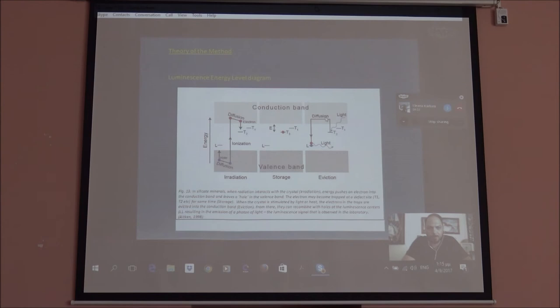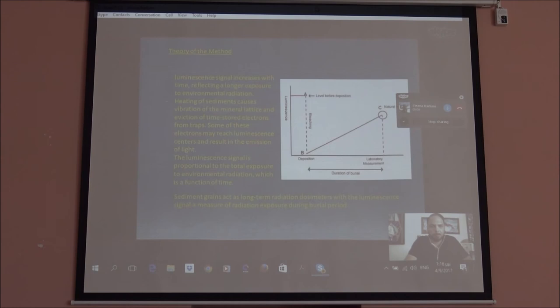So we have the heat, and the electrons evicted from the traps go back to the conduction band and then back to the valence band, and they reconnect with the atoms and emit a photon, a light. So they recombine with holes at the luminescence centers, resulting in the emission of a photon. This is the luminescent signal that we observe in the laboratory.